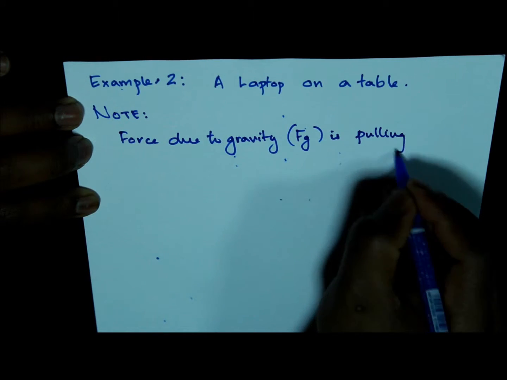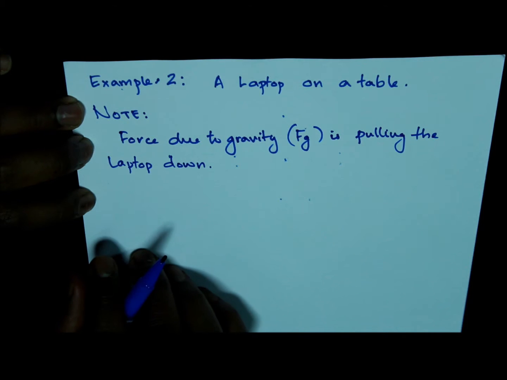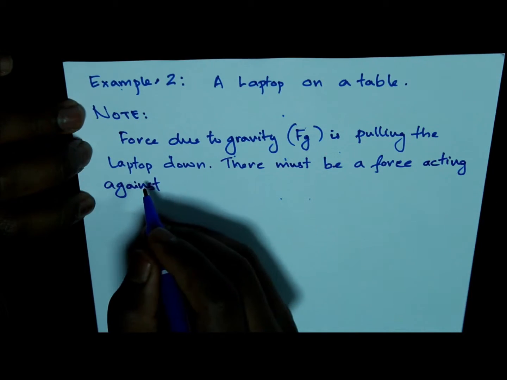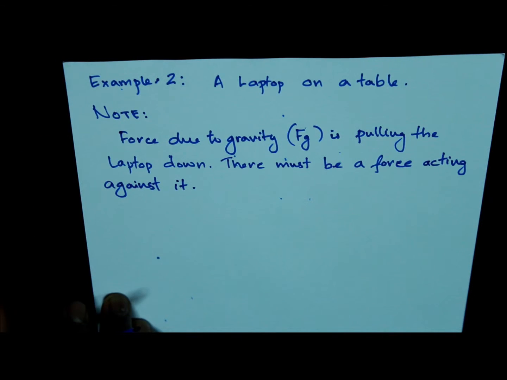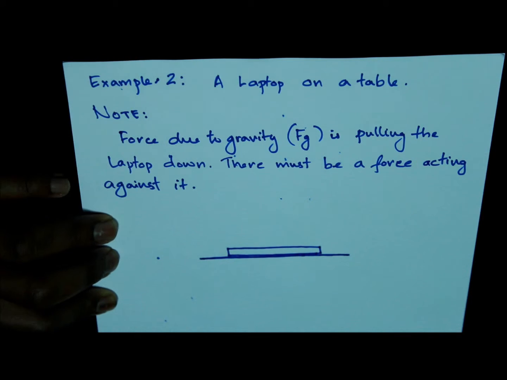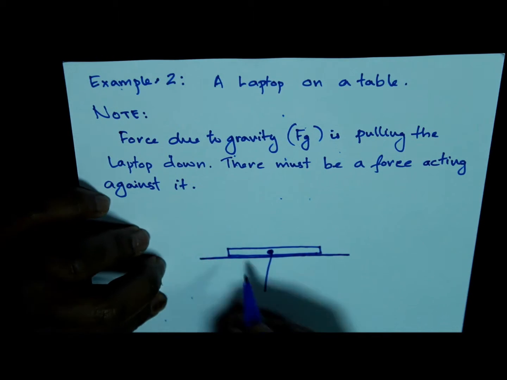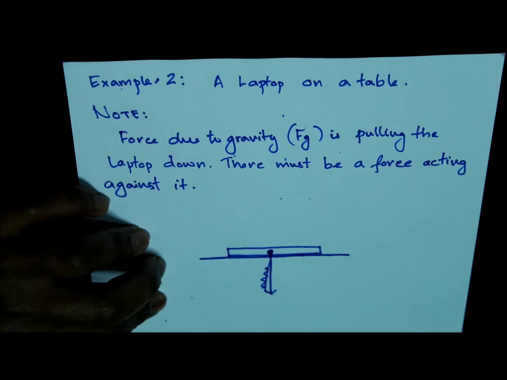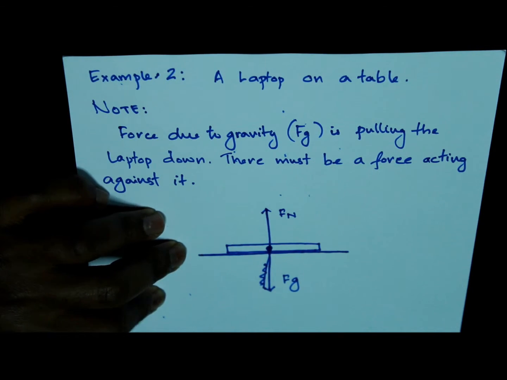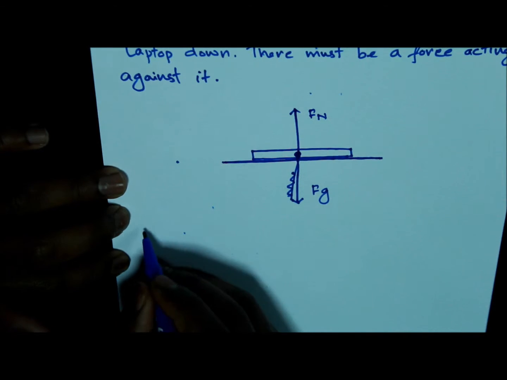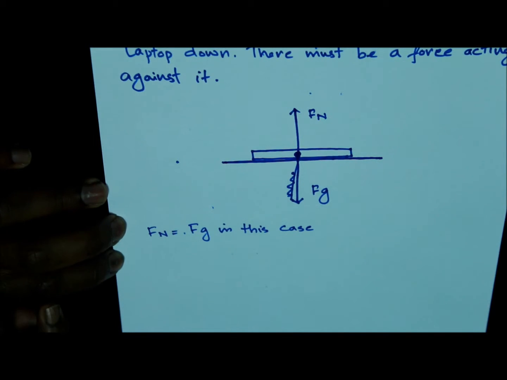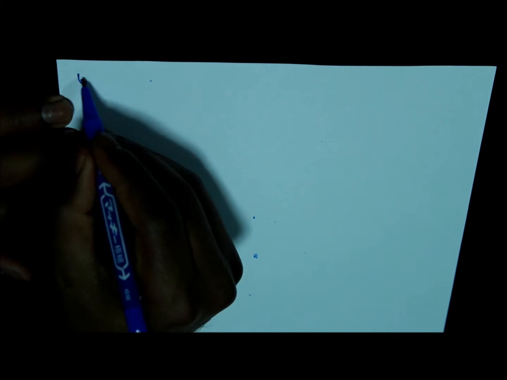Let's take another example. Sketch a free body diagram of a laptop sitting on a table. Note, the force due to gravity is pulling the laptop down. There must be a force acting against it to hold the laptop on the table. So we call this upward force the normal force, Fn. The normal force is exerted upward by the surface and is perpendicular to the surface.